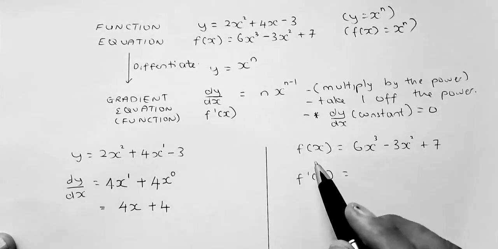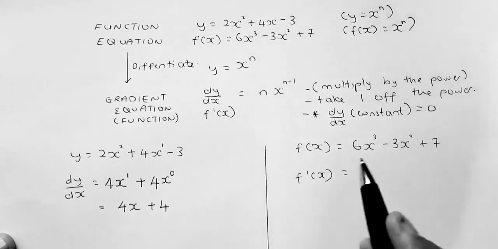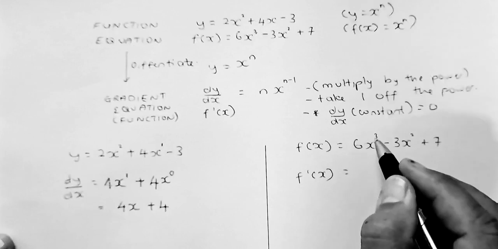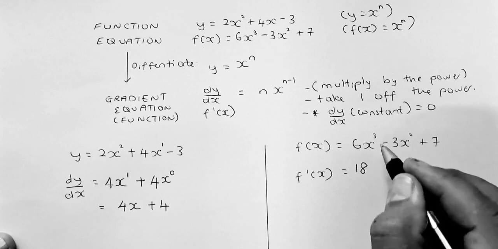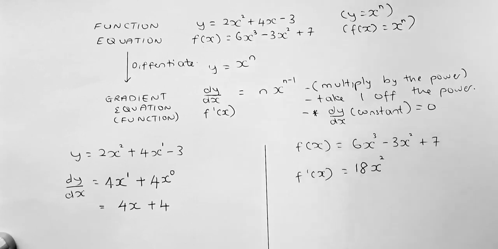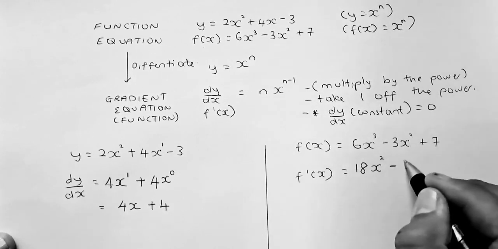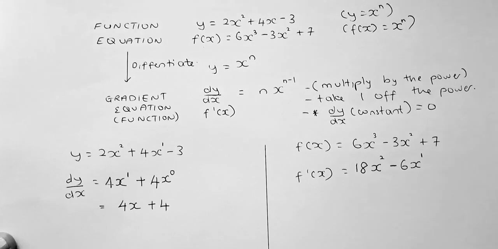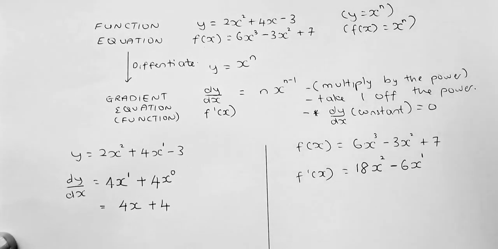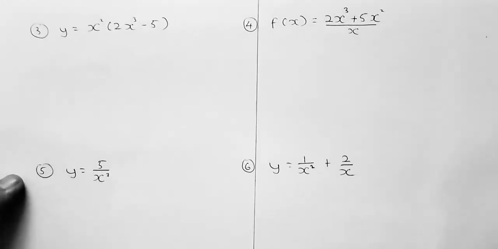The next one, if you are given a function 6x cubed minus 3x squared plus 7, when you differentiate, it becomes f'(x). So what happened? This 3 will come down to the 6, so 3 times 6 will give you 18. And the power is going to be reduced by 1, so x to the power of 2. And then the next one, 2 comes down, 2 times 3 is going to be 6, x to the power of 1, because 2 minus 1 is 1. And 7 will be nothing, because when you differentiate a number, it becomes nothing. Okay, great. Now we shall carry on to other examples.